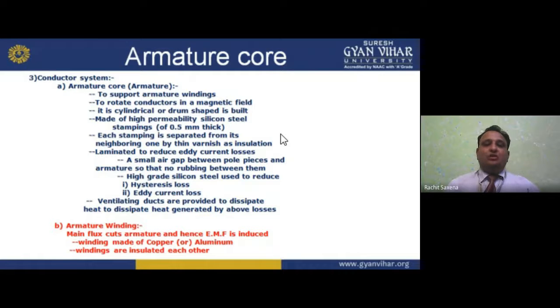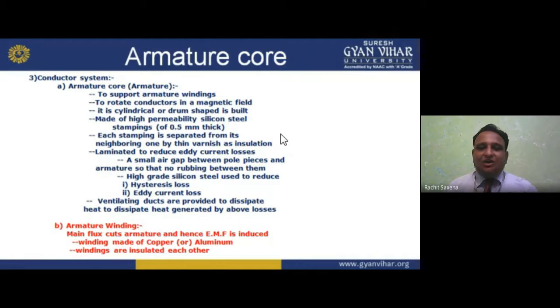Okay. Now, the conductor system, we can also call it that. The armature core is known as the armature. First, the armature core plays an important role. Why? It supports the armature windings. Winding means the coil which we bind on it. That is made up of aluminum for small machines and copper for heavy duty machines, to rotate conductors in a magnetic field.